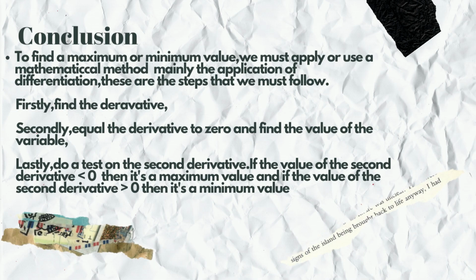Conclusion. To find a maximum or minimum value, you must apply a mathematical method, mainly the application of differentiation. These are the steps that we must follow. Firstly, find the derivative. Secondly, set the derivative equal to 0 and find the value of the variable. Lastly, do a test on the second derivative. If the value of the second derivative is less than 0, then it's a maximum value. And if the value of the second derivative is more than 0, then it's a minimum value.